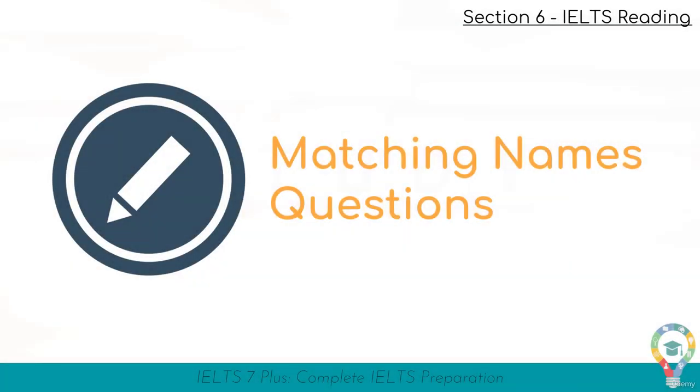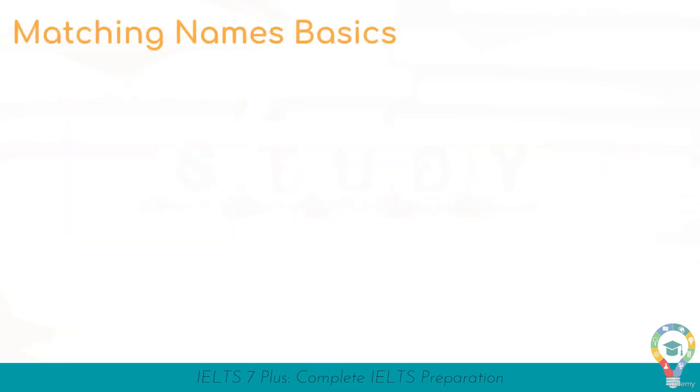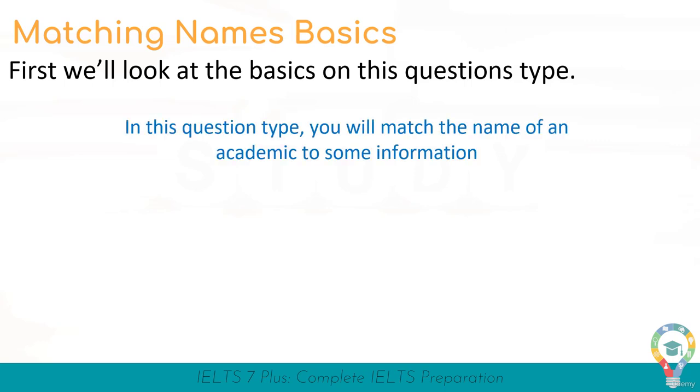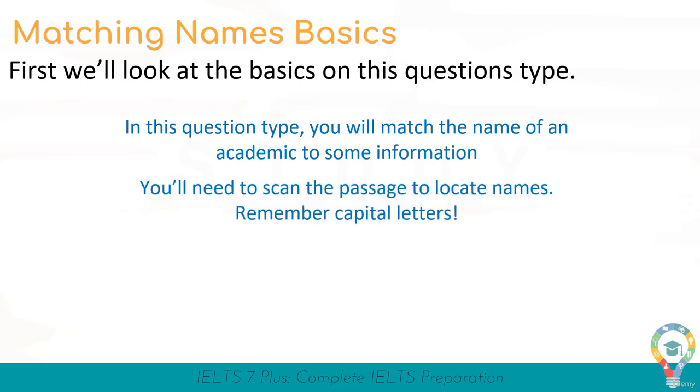We'll now move on to another one of the more common IELTS reading question types, and that is matching names questions. Let's take a look at the basic information for this question type. As the name suggests, in this question type, you will have to match the name of an academic person against a statement or some information. By saying academic, it is usually a university lecturer or a researcher of some kind.